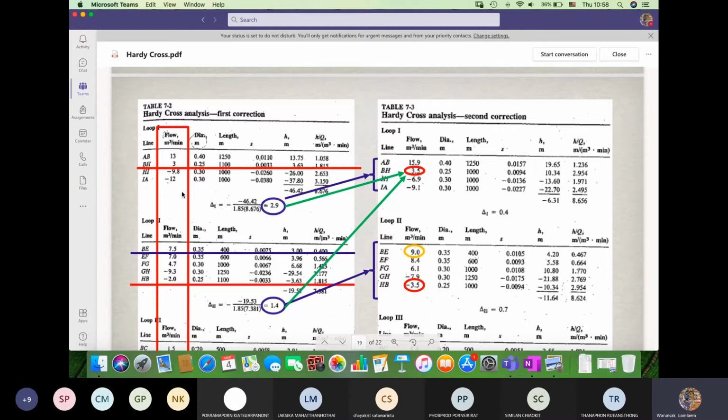Okay, so for HI, it's minus 9.8 plus 2.9. You will get minus 6.9. But very special to the common pipe, it is BH, right? BH is the 3. Just a moment. I need to repeat.